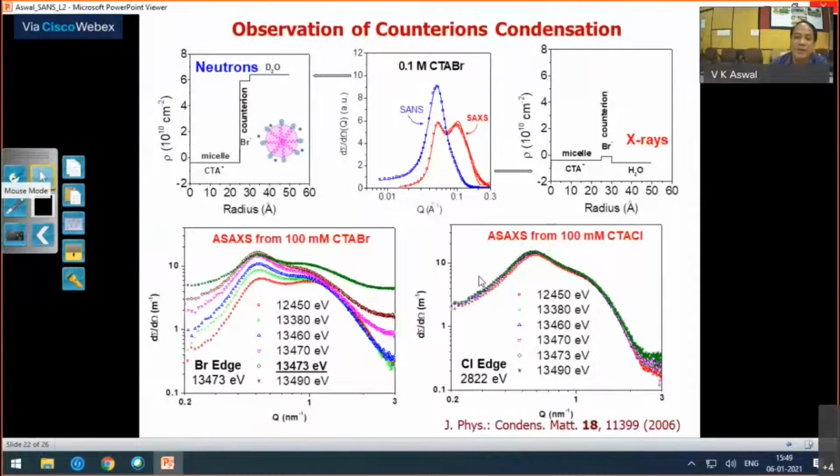So I now give an example again of micelles. As I said, with neutrons and X-rays, you can see it as a core-shell structure. What I'm trying to look at here is counterion condensation. What happens basically when you have these micelles formed is that they will have these charges at the surface.